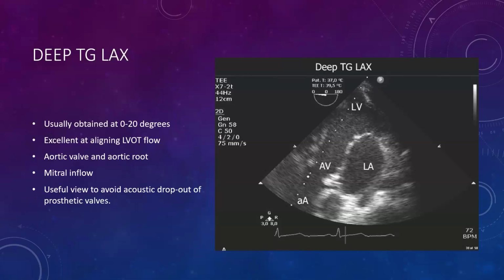Again, this is not being done to give you quantitative results. It should be qualitative. But if you can see, oh wow, there's massive flow acceleration through that aortic valve, there's probably some kind of aortic stenosis that I didn't know about, right? So that's part of why I love this view. Usually 0 to 20 degrees, and it's the best view for looking at those Doppler flows through the LVOT.